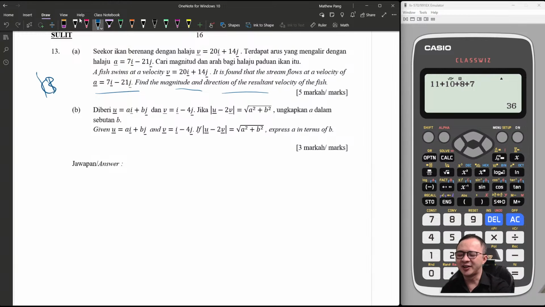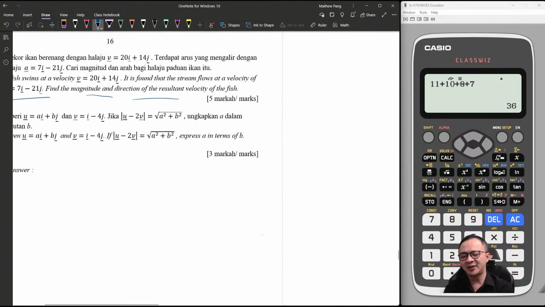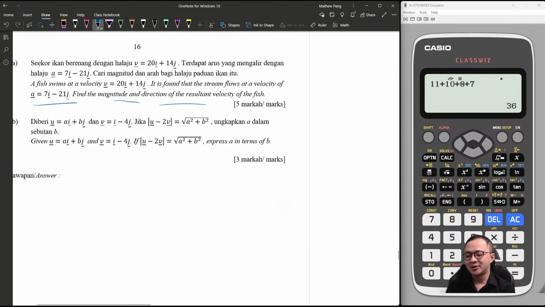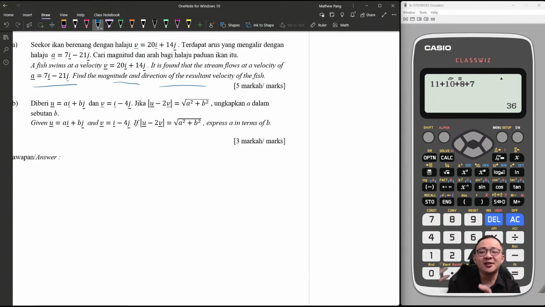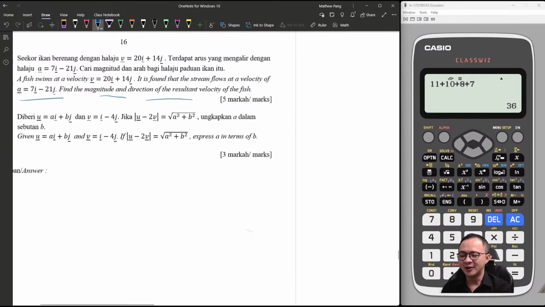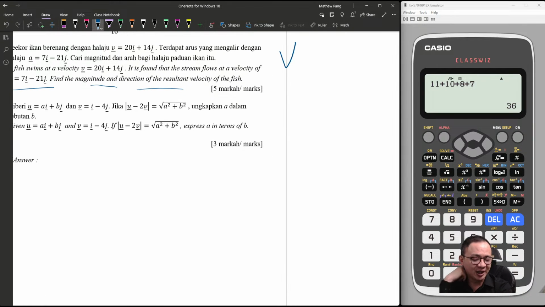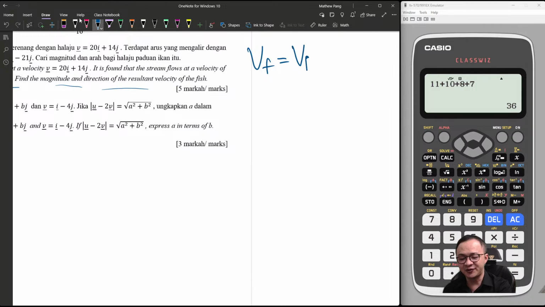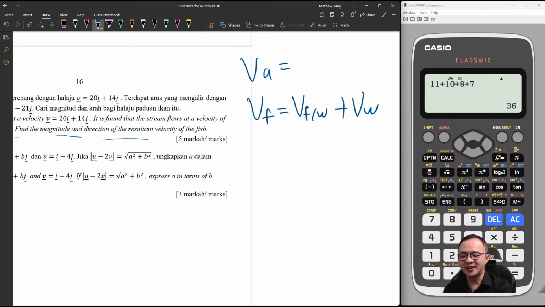Okay, this one is sort of the K-bar in SPM. One of the reasons is that students never learned about relative velocity in SPM. So right now, a lot of teachers just assume this one is actually a velocity problem. So they come out with it. But if you go to your textbook, I'm not sure how your textbook explains this one. But actually, in relative velocity, we learn something like this. Let's say fish relative to the water. So velocity of the fish will equal velocity of the fish relative to the water plus velocity of water. Because the relative velocity formula is like this.